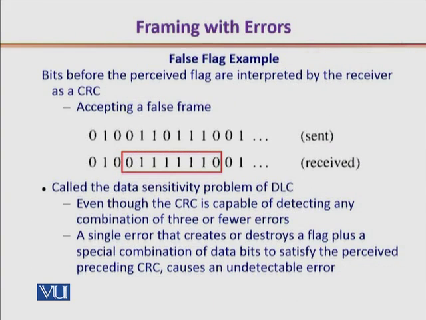Now let's look at a false flag example. Assume that the sent data was 010011 0111. Because of error, the received bit pattern now includes the flag bit pattern as well. So the bits before the perceived flag are interpreted as part of the CRC.